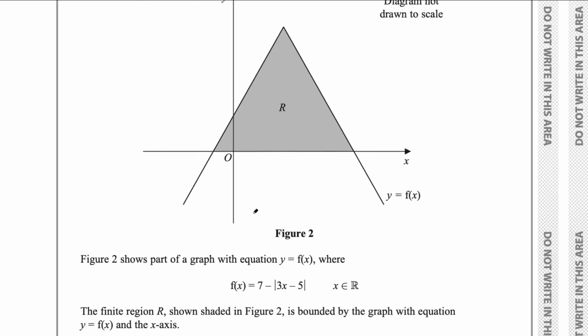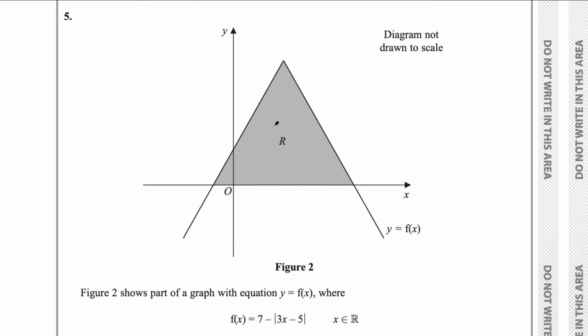Okay, so if we look at this graph, hopefully you know what shape that is. That is a triangle. So to find the area of a triangle, we need the base and the height. So how can we find the base? Well, we can find where this graph cuts the x-axis, in other words, when y equals 0. And then we can find the y value at the maximum of this graph. So that's what I'm going to go ahead and do to find the area of this shape.